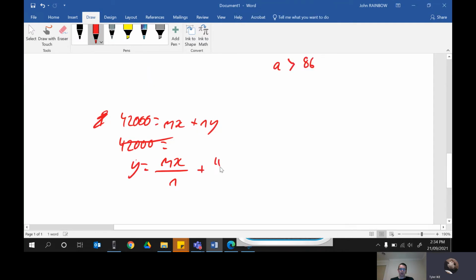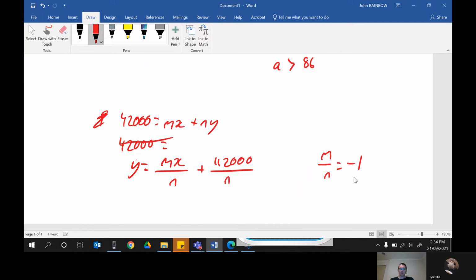I'd solve it like this, but I'm just going to have a quick crack at something. What we know is that the gradient, M on N, needs to equal negative one. If M on N equals negative one, that means M equals negative N. But we know we're selling, how many sticks are we selling? It was 400 and 100. So if we're selling 400 and 100, the prices of these need to be the same. It's on negative one, but I'm trying to prove it mathematically.